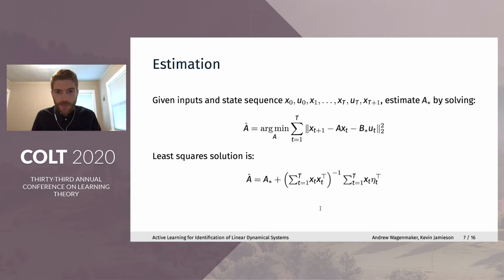And this is a least squares problem. We can just write down the solution in closed form. And if you do that, you see that it's the following: A hat is equal to A star plus this error term. And this error term is basically the inverse covariates, X transpose X inverse, times this other term, which corresponds to the interaction between the states and the noise.